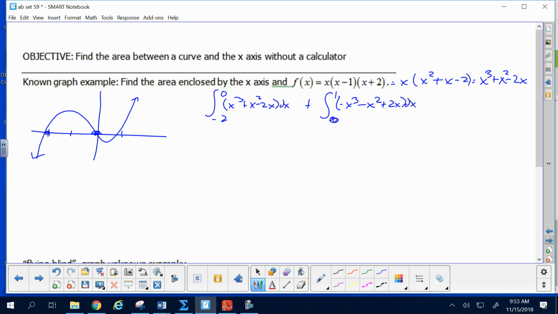Like I said, the antiderivative is x to the 4th over 4 plus x to the 3rd over 3 minus x squared from negative 2 to 0. Then negative x to the 4th over 4 minus x to the 3rd over 3 plus x squared from 0 to 1.